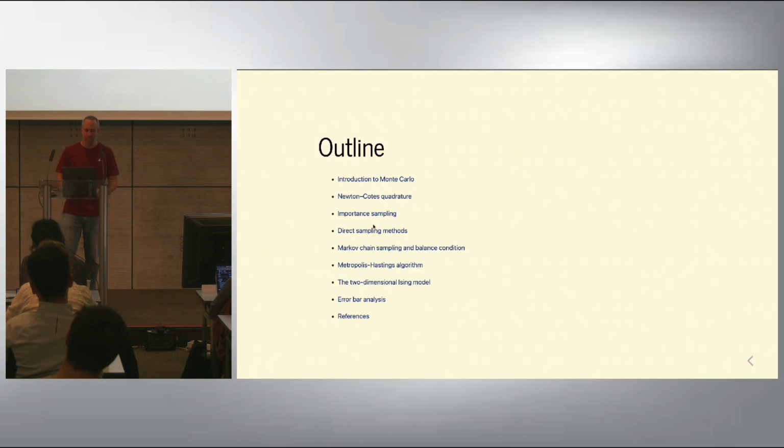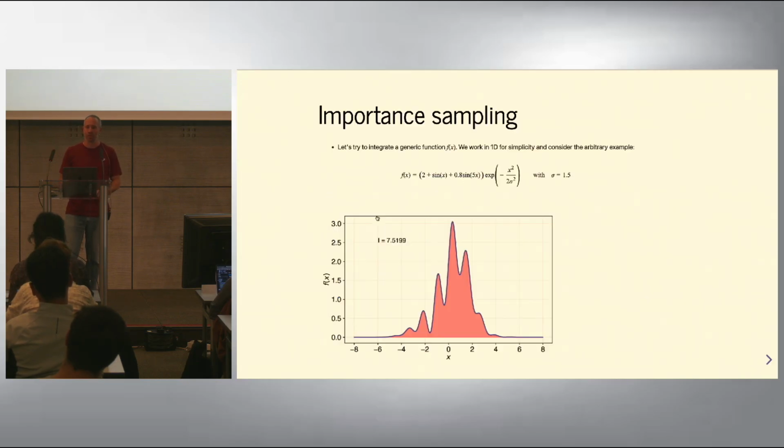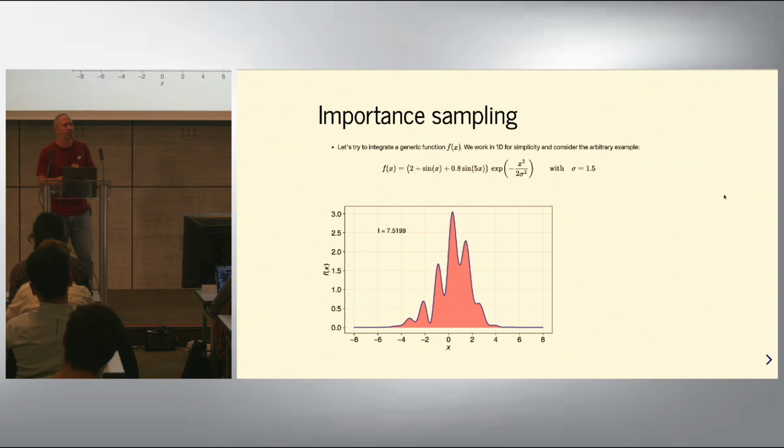Okay. So I'll introduce a very important concept that is called importance sampling. So let's try to be now a bit more realistic. We're not going to compute pi anymore, but let's actually try to compute an integral of some function. I took an example here, which is some oscillating function, damped by a Gaussian of width 1.5. So it looks like this. The actual integral of this function is something like 7.52. Doesn't really matter for the purpose of what we do.